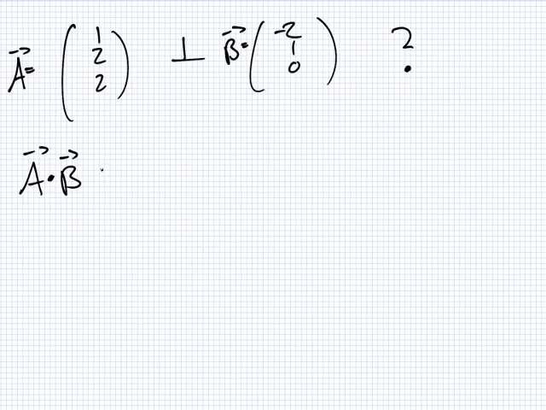Okay, what's their dot product? -2 plus 2 plus 0 equals 0. Therefore, perpendicular.